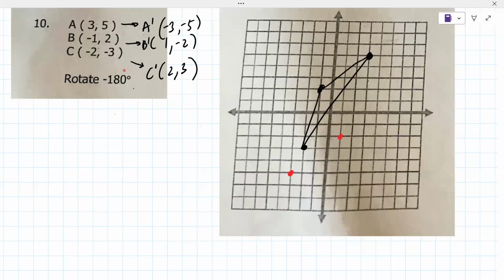Okay, so A prime is -3, -5. B prime is 1, -2, and C prime is 2, 3. Now I graph them. All right, got it.